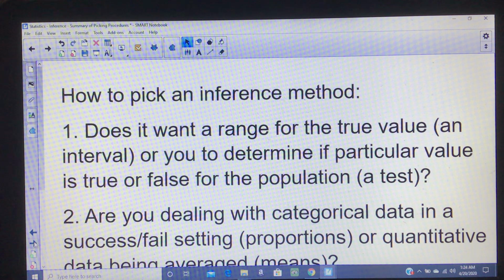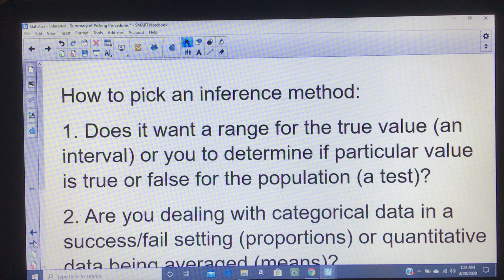Or are they asking you to determine if a particular value is true or false for the entire population? Basically, if you're seeing if some value applies to the population or not, that's a test. So you need to ask yourself this question if you want to know, are you making a confidence interval or are you making a test?